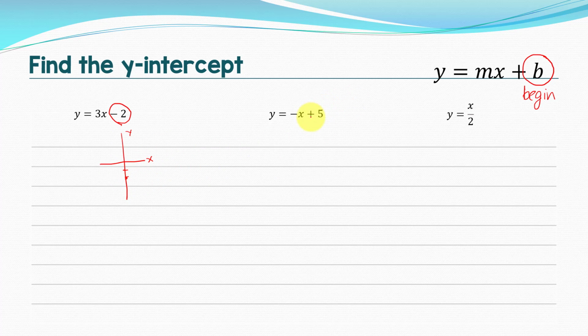All right, this one, my intercept is positive 5, so it's going to hit the y-intercept at positive 5. And again, here we said we could rewrite this as plus 0, which means this is going to hit the y-intercept at 0.